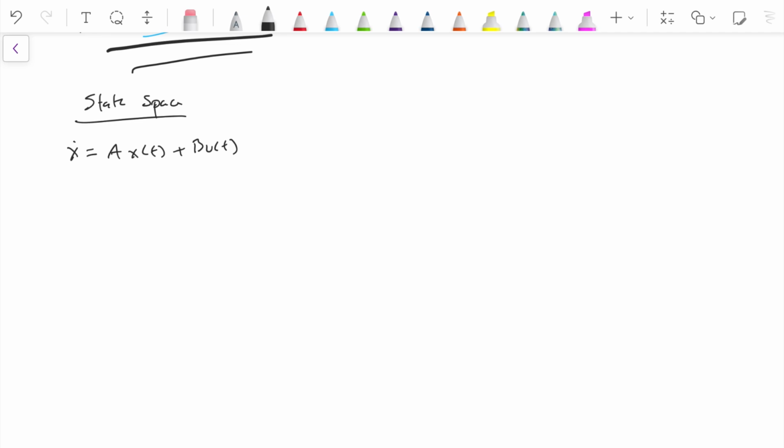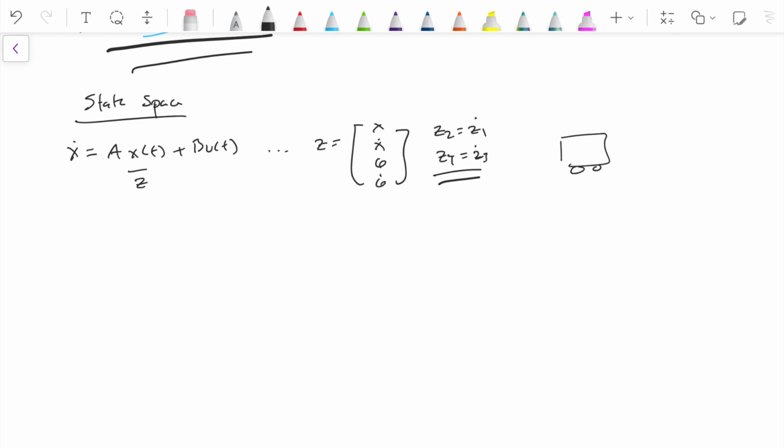Now I've used x already for the cart position, so let's just change this variable to z. And so what we're going to see now is z is x, x dot, theta, theta dot, where we can see that z2 is equal to z1 dot, z4 is equal to z3 dot. So those are two equations already. And we're linearizing about the upright position, which is theta is equal to 0.